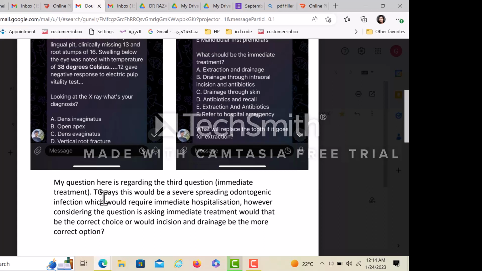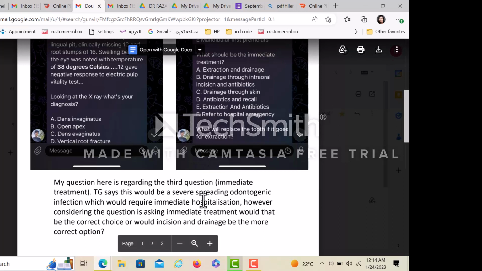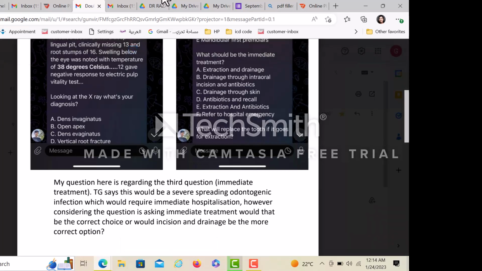I hope this is very clear, and I hope it is also clear in which situation you would be referring to hospital emergency. Understood? So that's about it regarding this question.